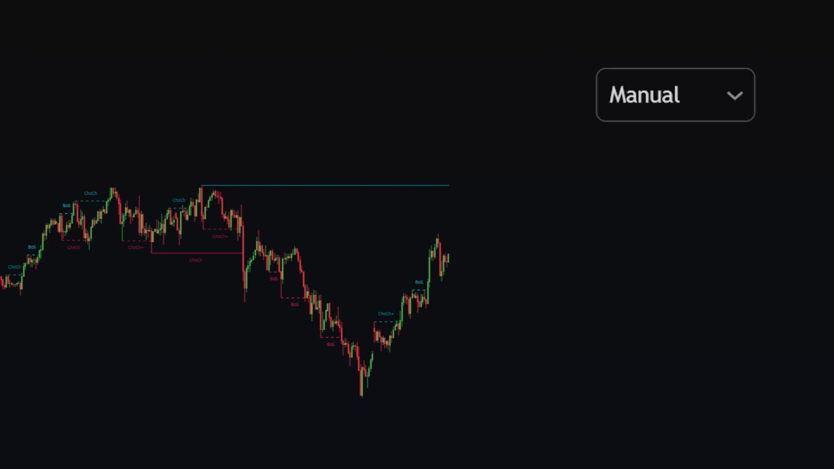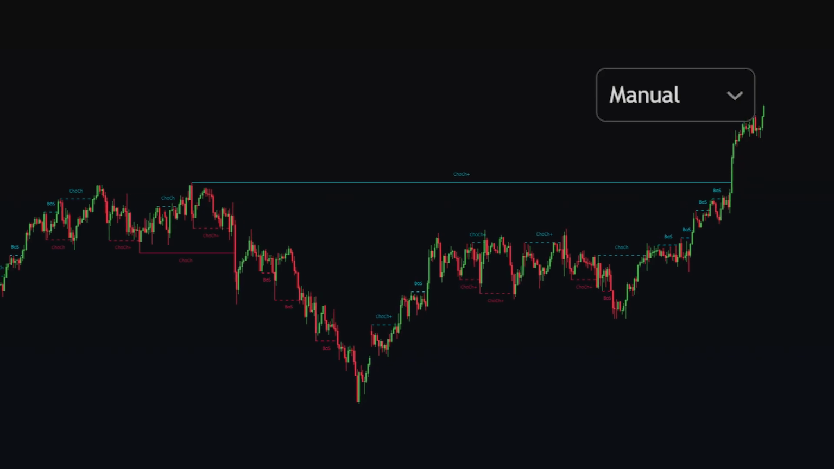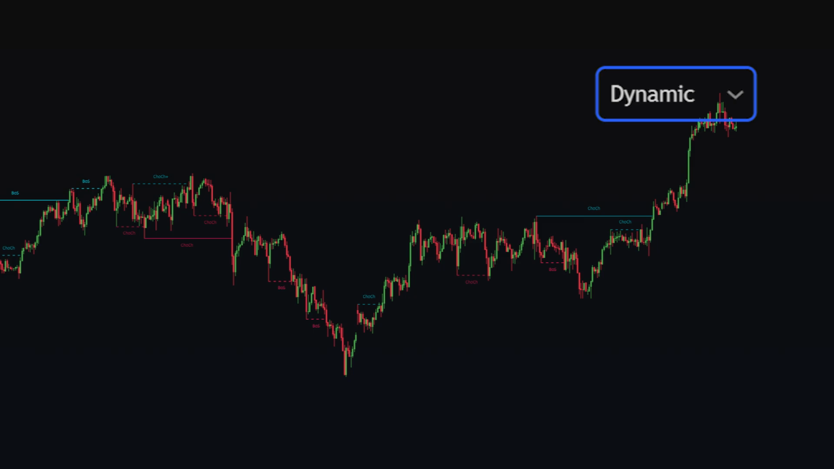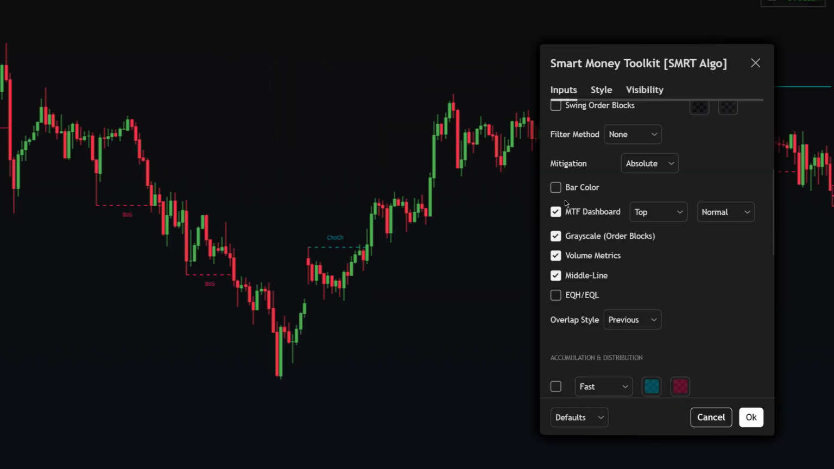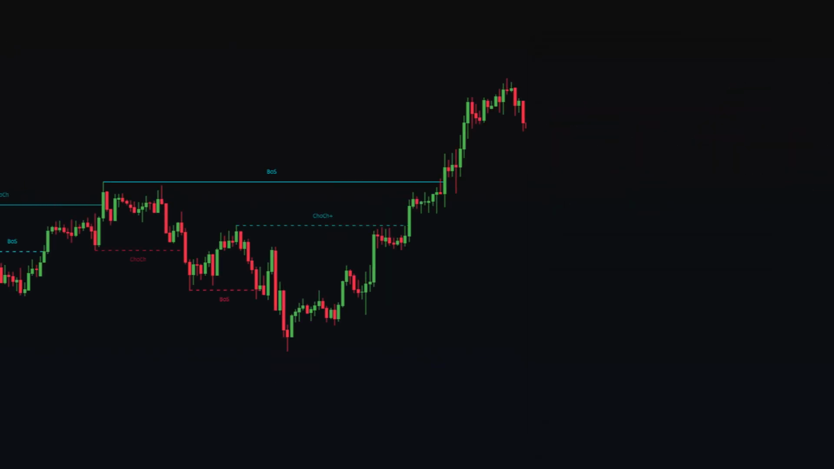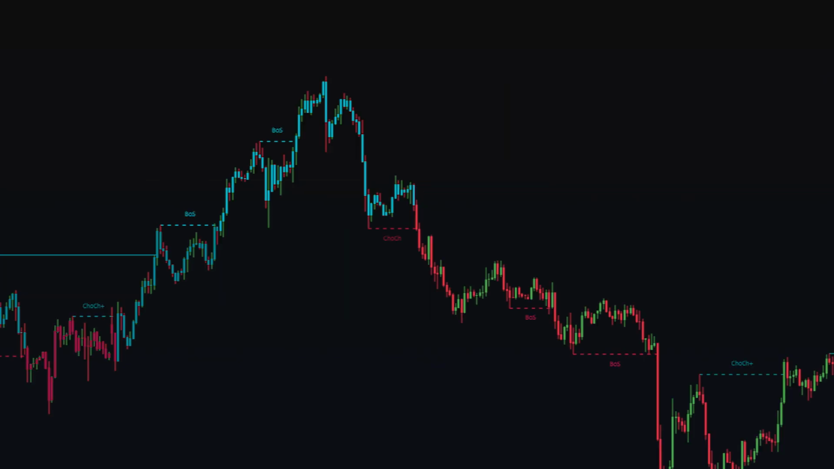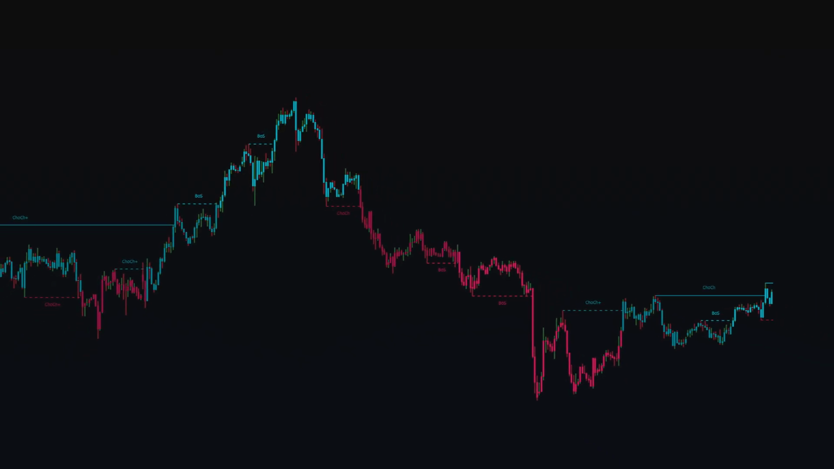Manual market structure looks like this. The indicator plots these by the book, how it should be. It looks kind of messy, right? And this is how dynamic market structure looks. All fake signals are filtered out, and left are only the ones that actually make sense. The toolkit also automatically colors candles based on bullish or bearish market structure. When a bullish change of character forms, the indicator automatically colors all candles blue, and when a bearish change of character forms, the candle switches to red, so you can quickly identify short-term trends with ease.